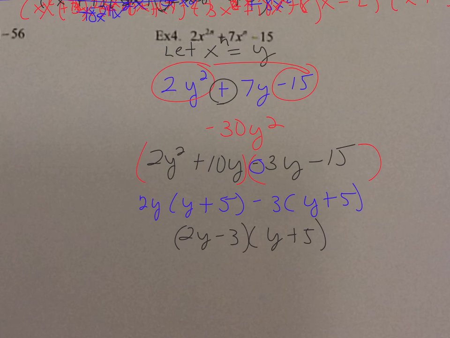Okay, so now it's not y, so now I have to go back and change my y's to what they're equal to. So look back up top. Remember I made y equal to x to the n power, so I have to replace each y with x to the n. So it's going to be parentheses 2 times my y, which is x to the n, minus 3. Parentheses, my other y, which was x to the n, plus 5.